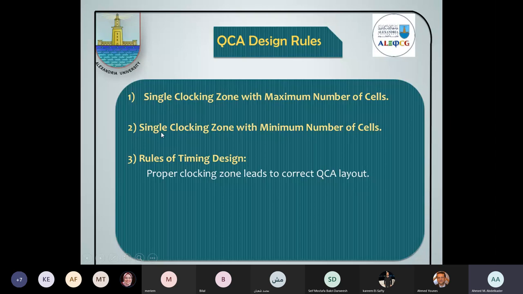The second rule: a single clocking zone with the minimum number of cells. It is preferred that a clocking zone contains at least two cells in a circuit, to prevent the effect of a single-cell clocking zone and ensure good transmission over a long QCA wire. Finally, proper clocking zones lead to a correct QCA layout.